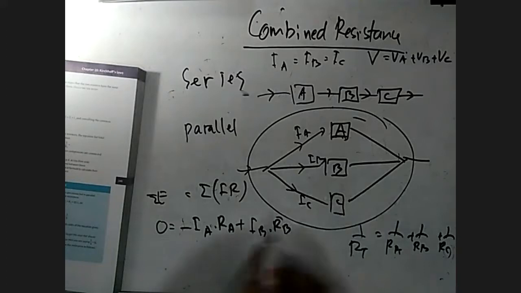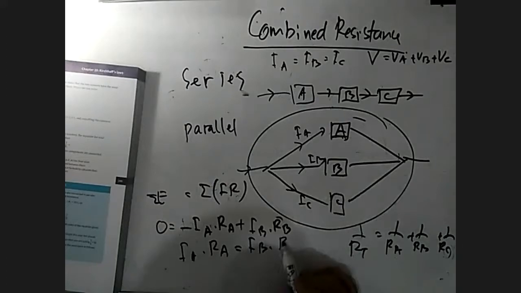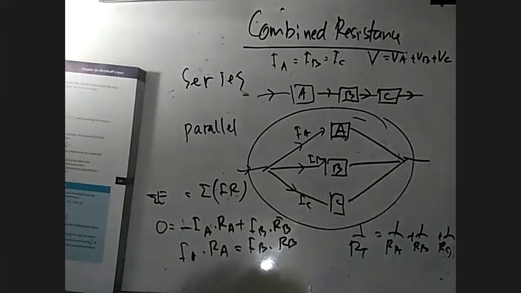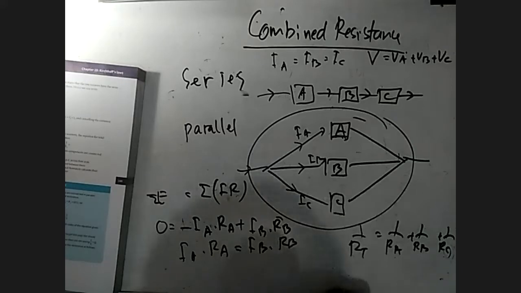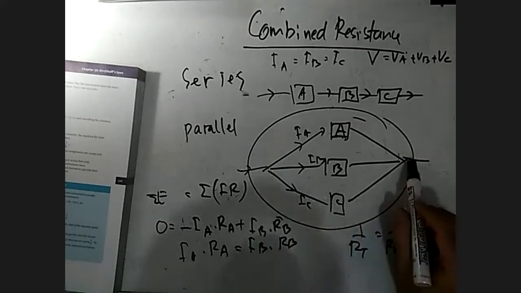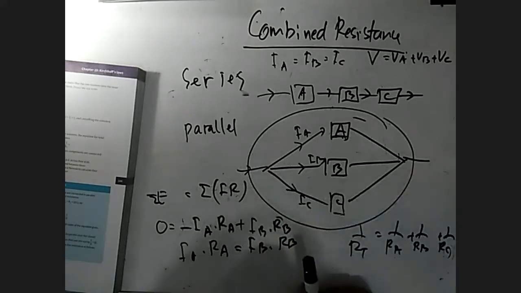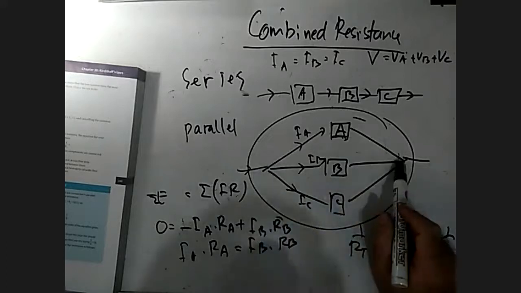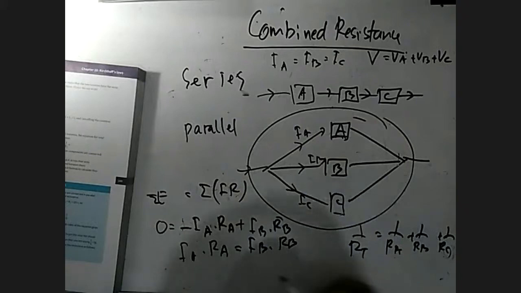Now, if I move this, I get IA times RA equals IB times RB. I repeat, current A times RA is the same as current B times RB. With the same argument, we can find that it will be the same as current C times RC. The potential difference between in and out is the same everywhere. So we'll say that V in A is the same as V in B, the same as V in C.